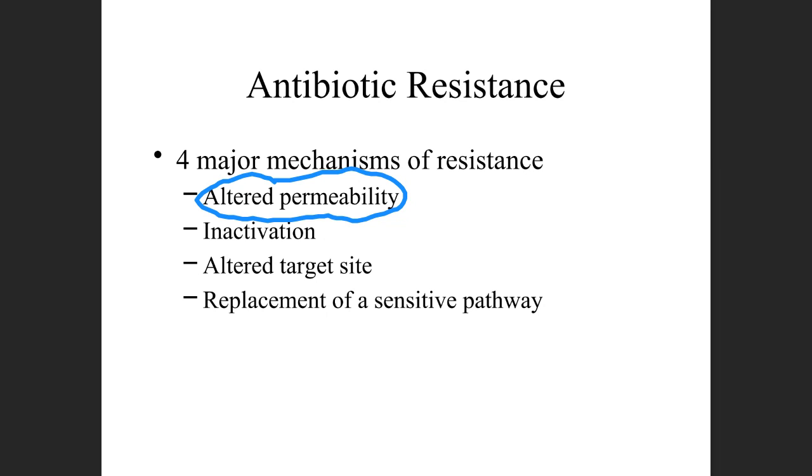Gram-negatives, because they have that outer membrane that serves as a protective barrier. Another example, mycobacteria, or any other acid-fast bacteria, the mycolic acids prevent them from getting in. Okay, so they can prevent the antibiotic from getting in.